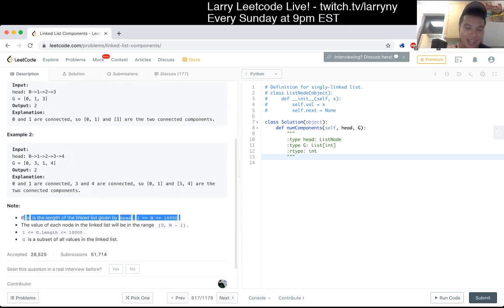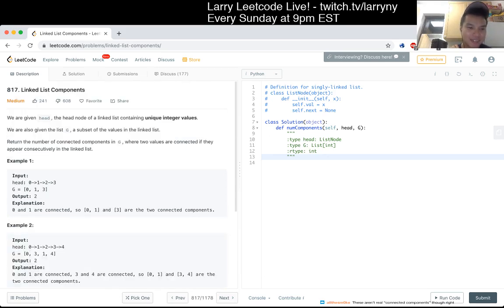So n is up to 10,000. I think what it's saying is don't use n squared algorithms. The value of each node is unique, so it doesn't really matter, and there are 10,000 nodes. Well, it's not strongly connected components for sure. I think the phrasing is really weird.